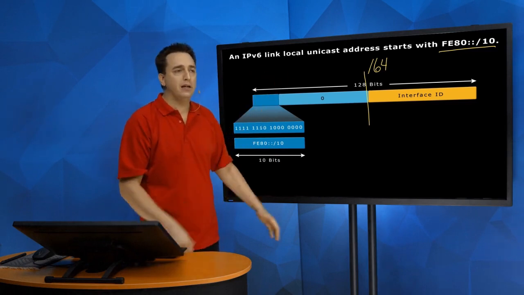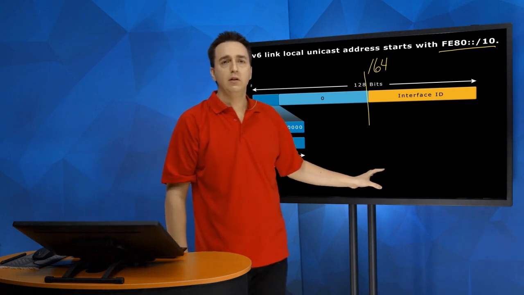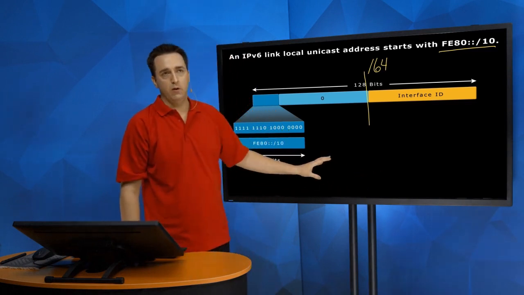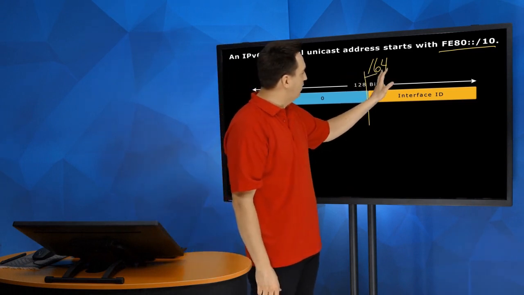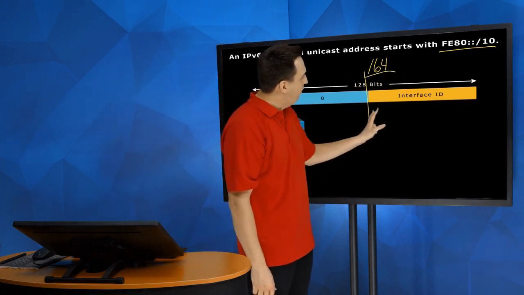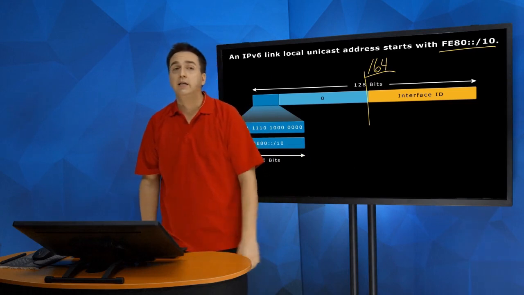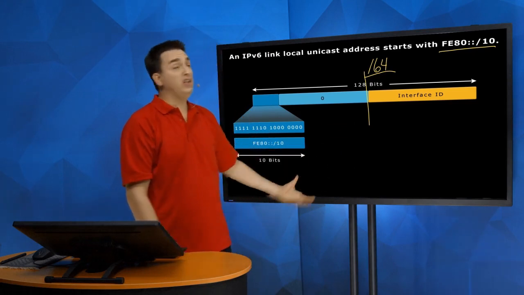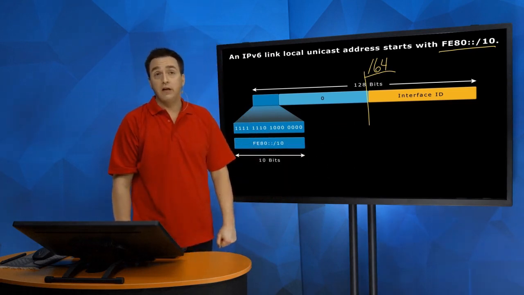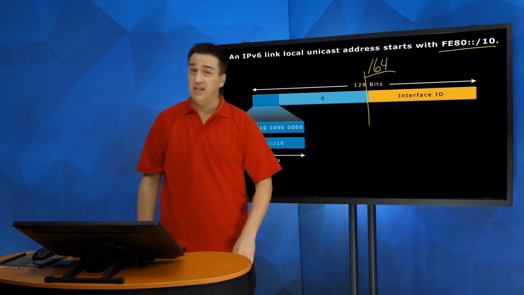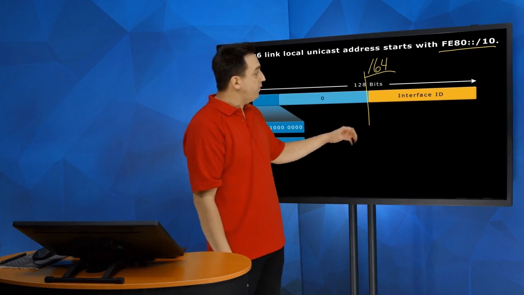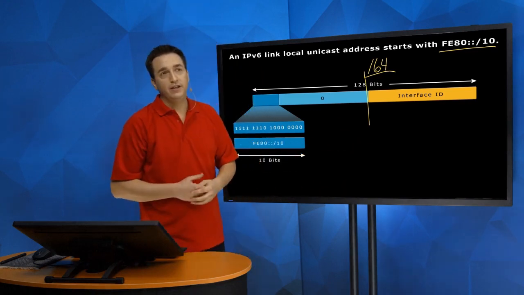But the key here is to understand it starts off with FE80, and it's going to be essentially a /64 network ID. And then after that, your interface ID is going to be whatever ends up being generated for that particular interface. And in most cases, that's either going to be a randomly generated interface ID or something that you've manually typed in yourself.